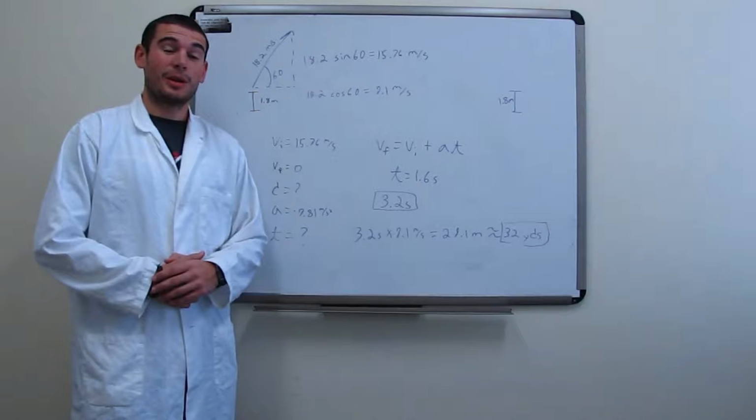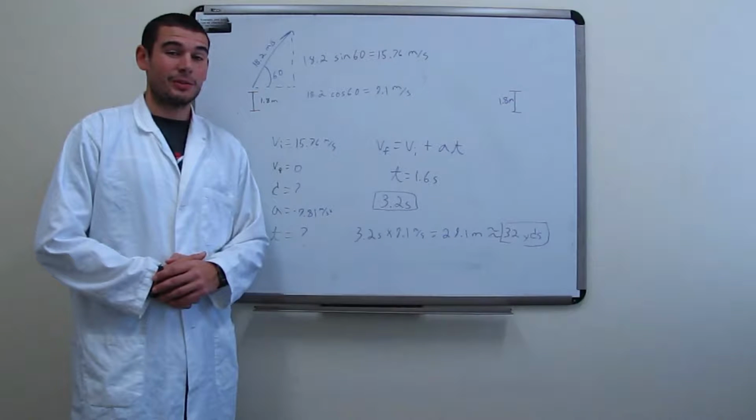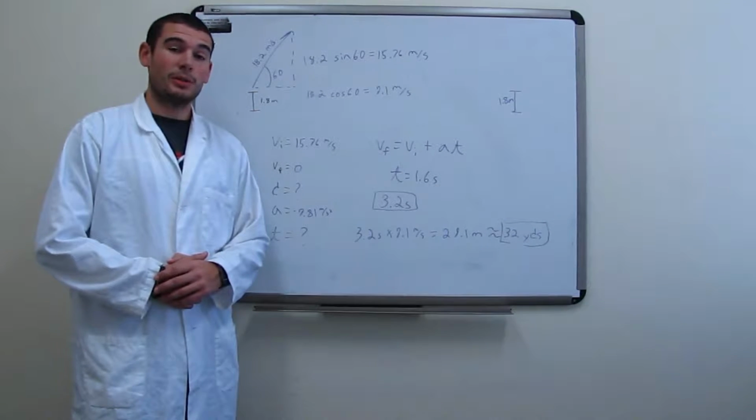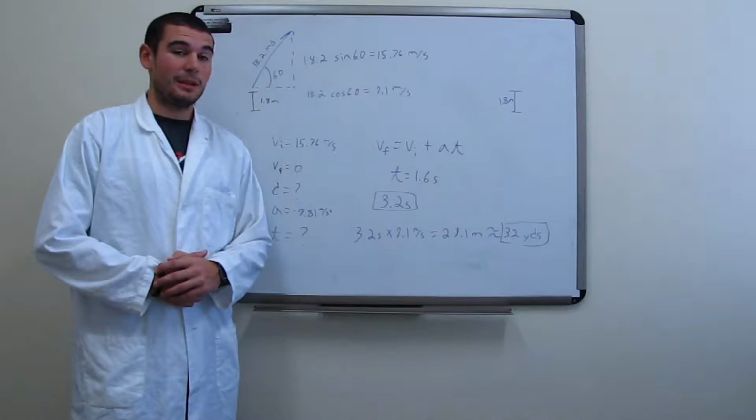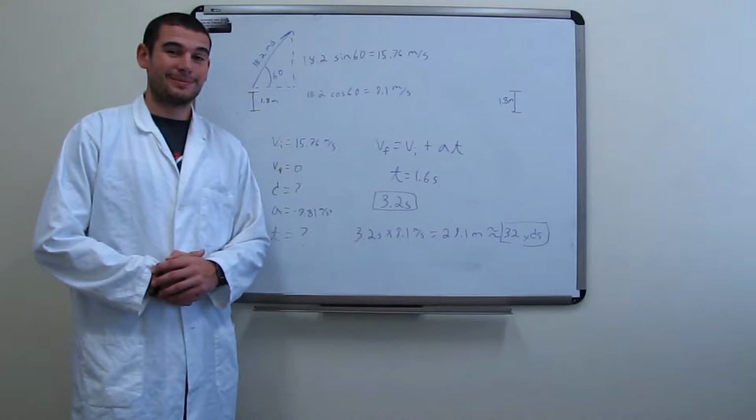To recap, while a 30-degree release angle and a 60-degree release angle both throw the ball 32 yards, there are distinct differences in the throws. A 60-degree release angle has a peak height almost double that of a 30-degree release angle, and also spends a lot more time in the air than a 30-degree release angle.